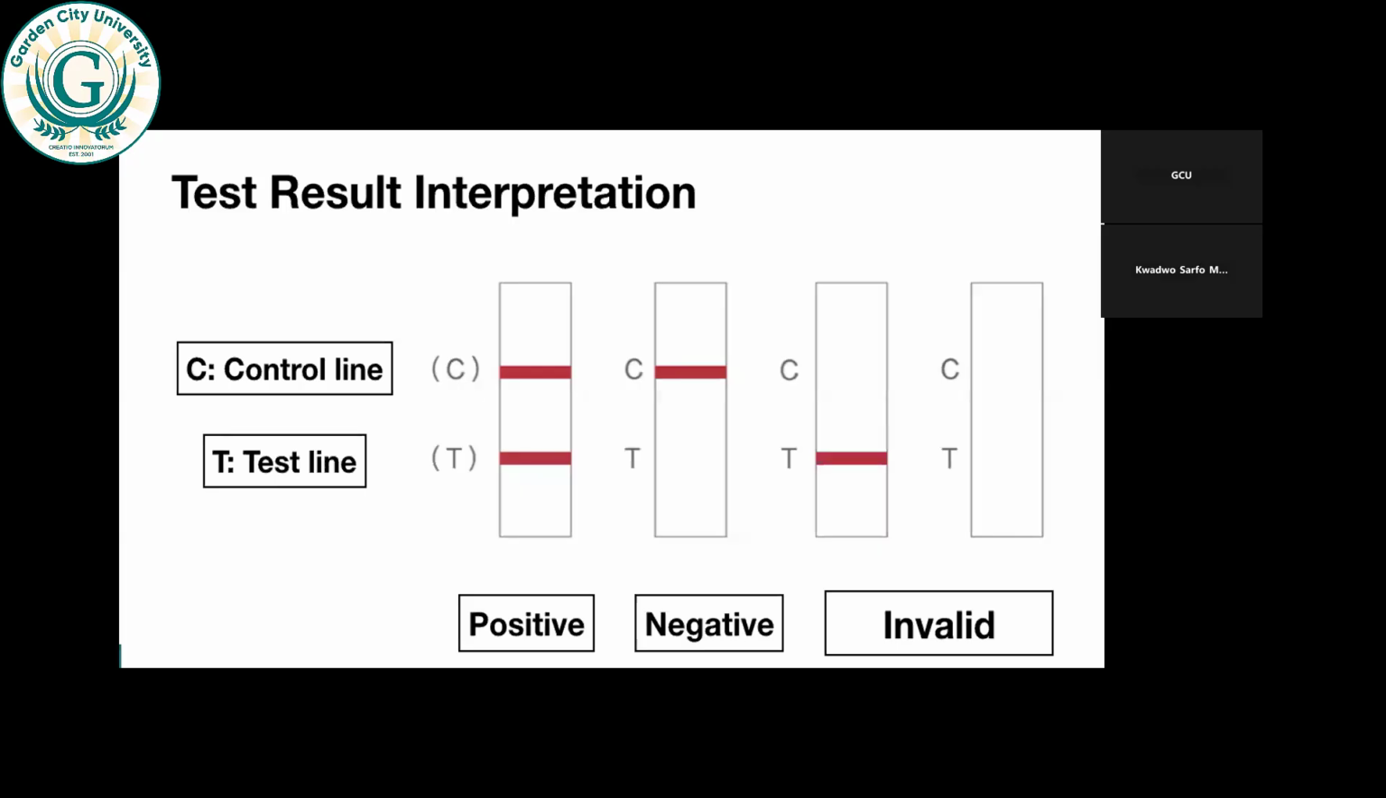Sometimes there could be errors, one in about 1,000. It depends on the cassette type. Sometimes if they are expired, you can be having a lot of errors. So if the control line is not showing any band, don't go ahead to look at the test line. It's invalid.